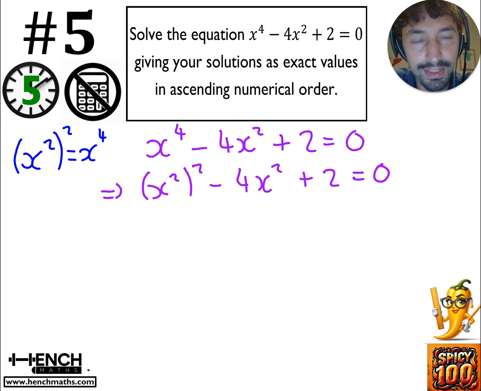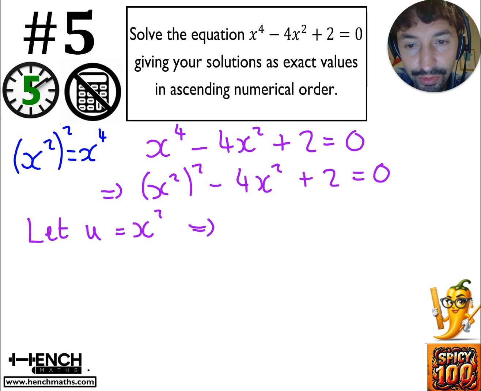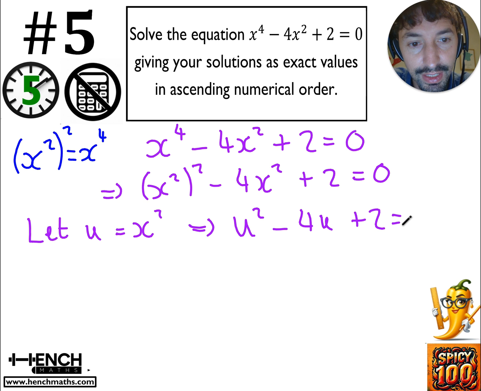Sometimes in these examples it's good to do a substitution. I like the letter u. So I'm going to say let u equal x squared. And then this turns our equation into u squared minus 4u plus 2 equals 0. Now if we solve our equation for u, we can then in turn find x.